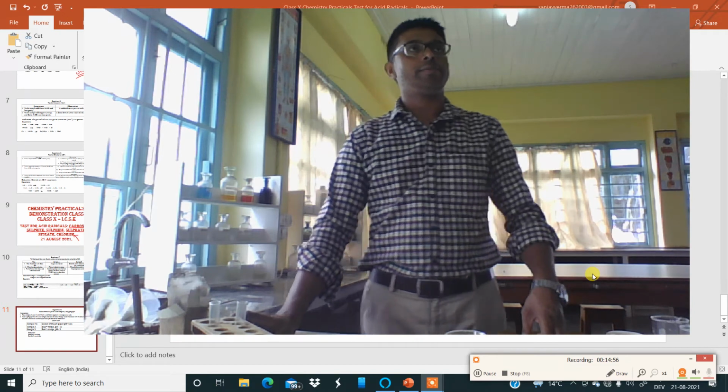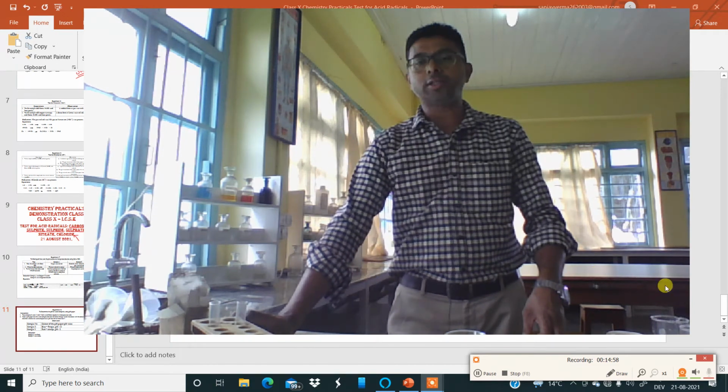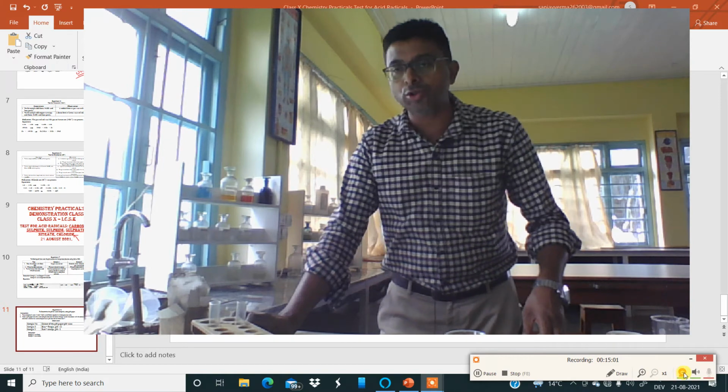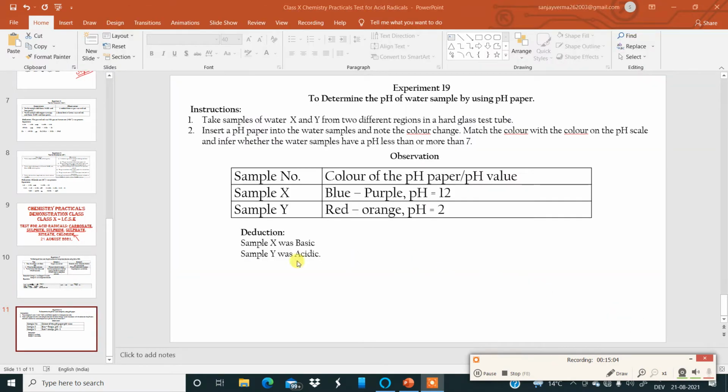So if you look at the screen over there, I'll show you sample X. Sample X was basic. Why was it basic? Because the color of the pH paper became blue and its pH was 12. And sample Y changed its color to red because its pH was 2. So this completes your practicals for ICSE chemistry class 10.